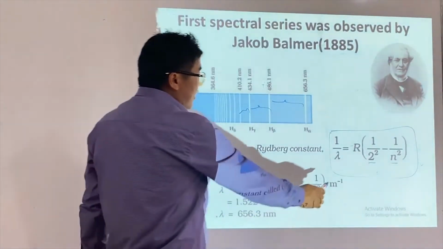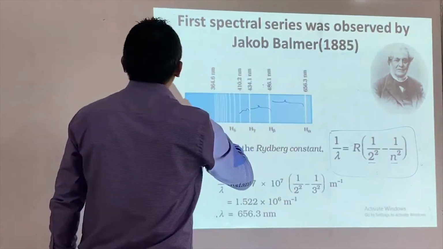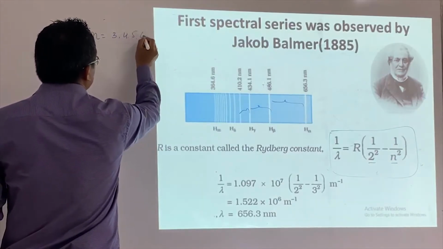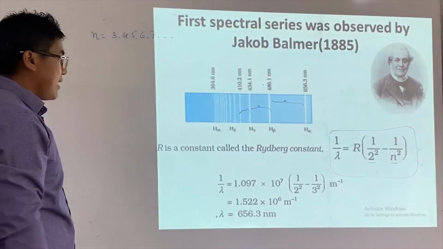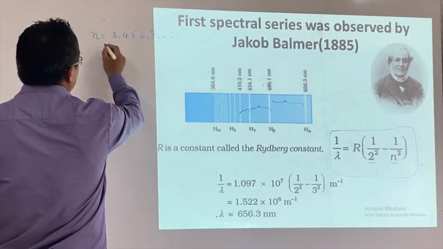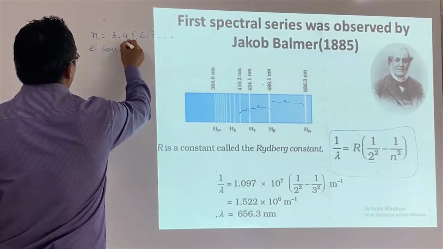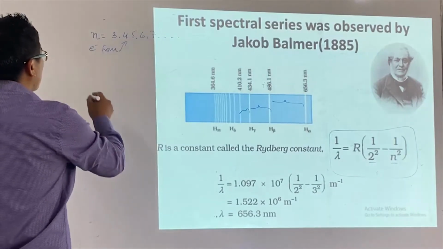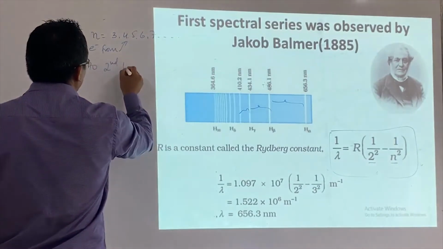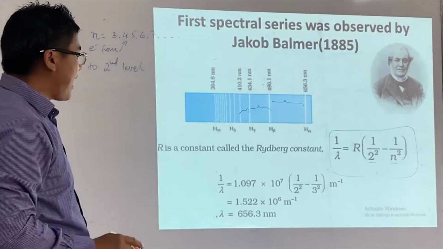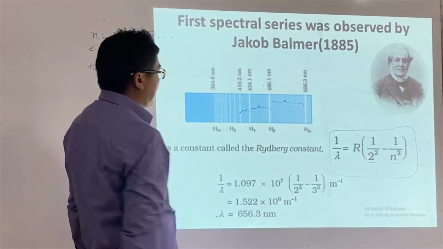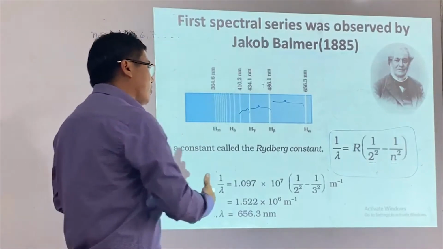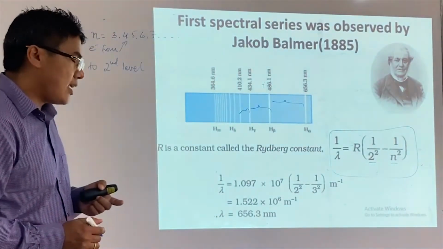And the electron can come down from n, where n goes from 3, 4, 5, 6, 7, and so on for the Balmer series. The electron from the third level, fourth level, fifth level, sixth level, comes down to the second level, right? That's the point, the second level. And depending on this, we get a spectral line. So he could experimentally verify his formula.